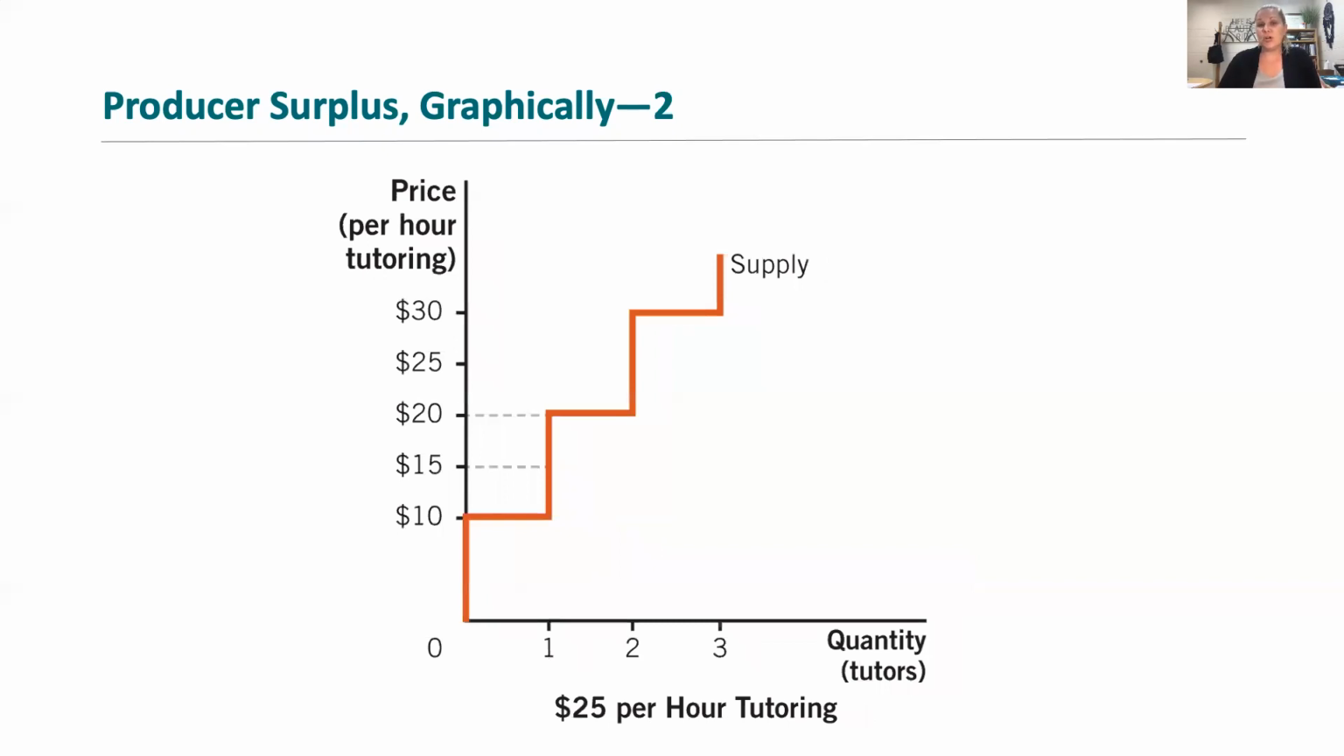If tutoring was to go from $15 per hour up to $25 per hour, we now have two providers. Anne will provide her services. Since she was willing to accept $10 and now actually gets $25, she has a producer surplus valued at $15.